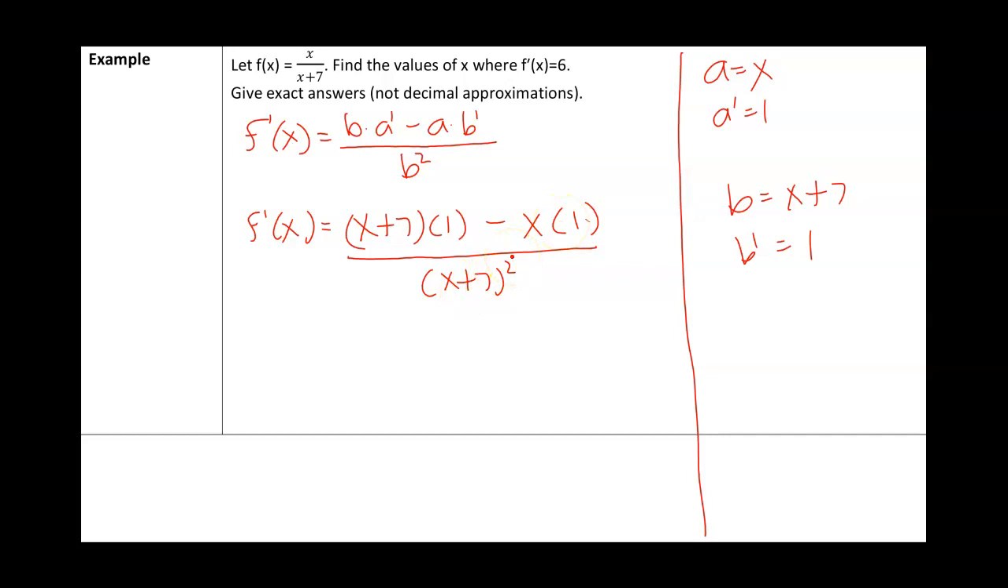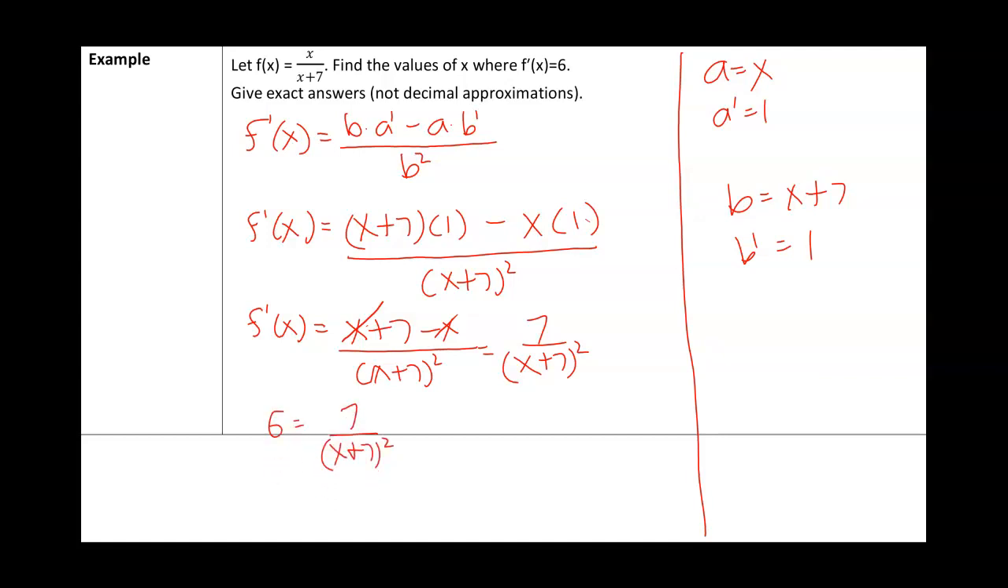I'm going to distribute this 1, so that's going to give me x plus 7 minus x. The x minus x is going to be 0. So this gives me 7 over x plus 7 to the second power. That's my f prime of x. But the question doesn't say find f prime of x. We want to know, where does f prime of x equal 6? So since this is f prime of x, we're going to set that equal to 6.